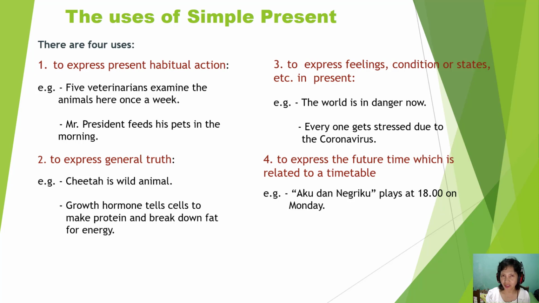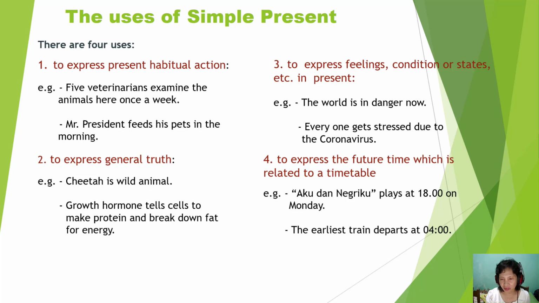It means that if, for example, you want to see Aku dan Negeriku on Monday, but the time when you talk is on Friday, Monday is future, you still use simple present. You will not say Aku dan Negeriku will play at 16, but Aku dan Negeriku plays at 18 because it relates to the timetable.